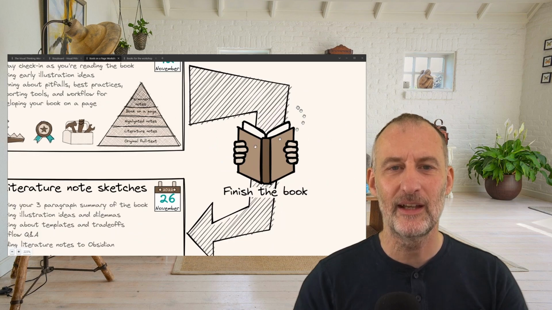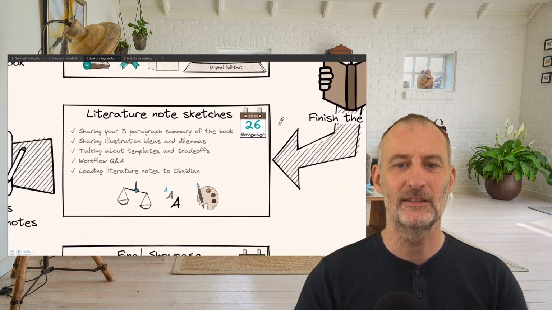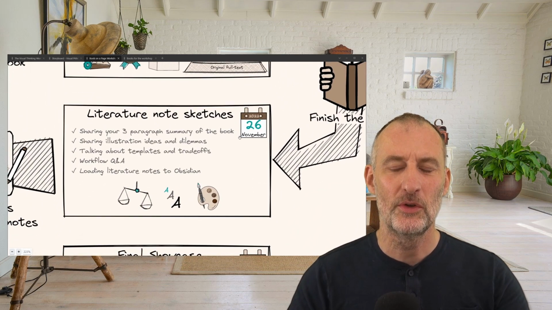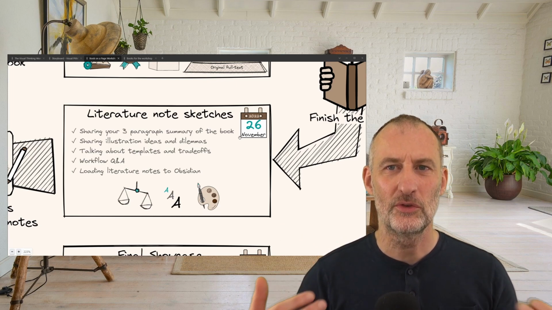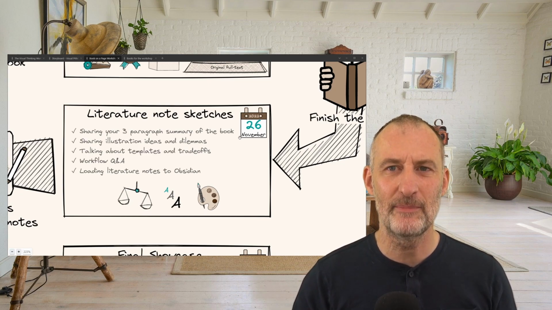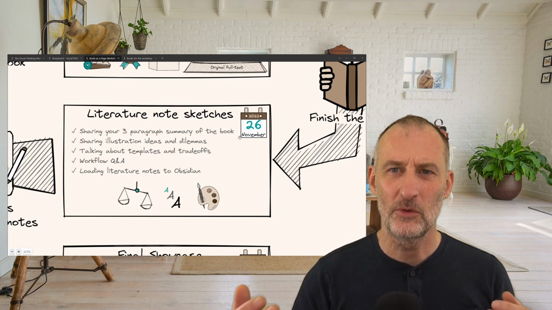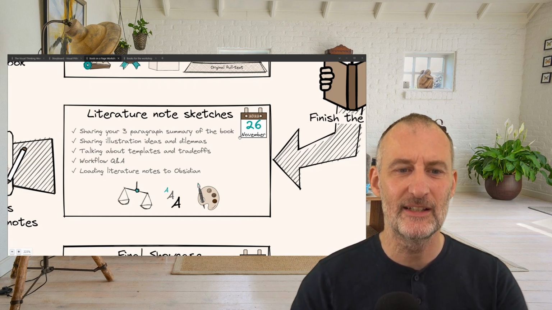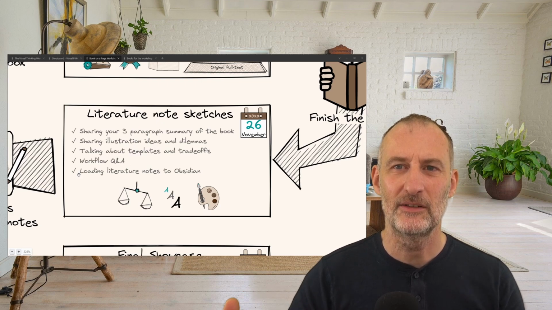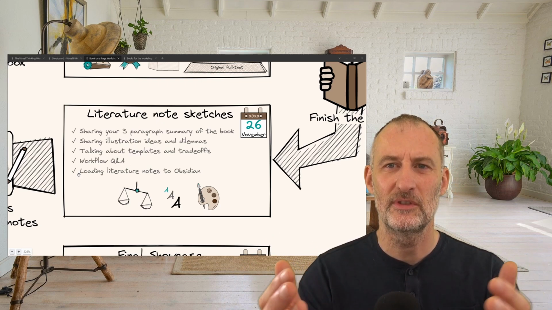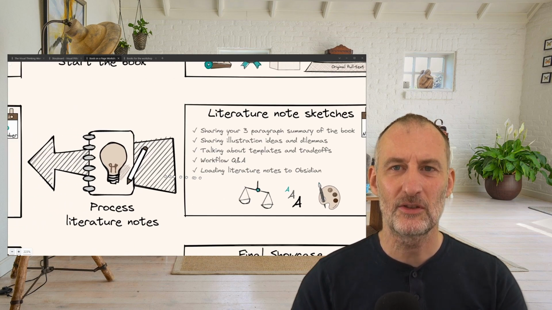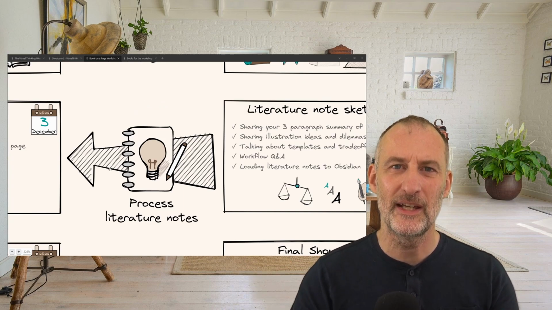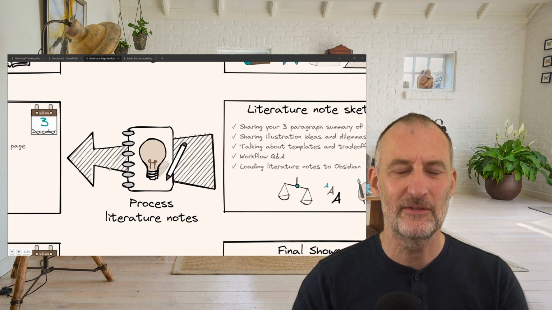You'll continue reading and you'll have 2 weeks to finish the book. And after 2 weeks, on the 26th of November, we are going to import our literature notes into Obsidian. We're going to share our individual 3-paragraph summaries of the book. We're going to have a discussion about illustration ideas, and we're going to learn about creating atomic visuals alongside your literature notes in Obsidian. Then you will start to process your literature notes, creating your highlights and your atomic visuals alongside your highlights.